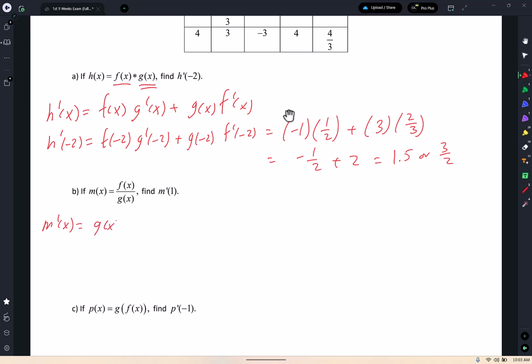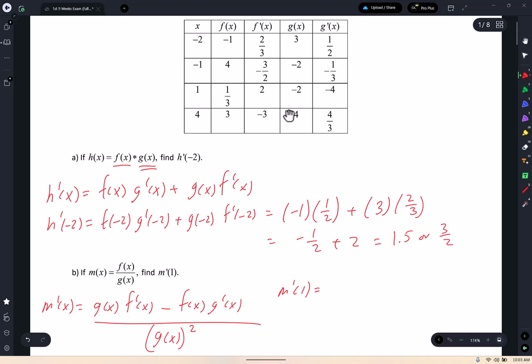Bottom times derivative of the top, minus top times derivative of the bottom, all over bottom squared. And now I'm just going to plug in. M prime of 1 equals g of 1. I'm going to come back up there. G of 1 is negative 2. Let me know if I mess up, I mess up all the time.